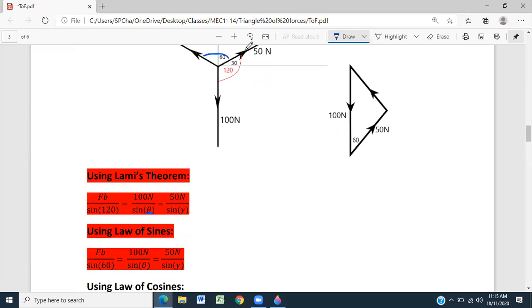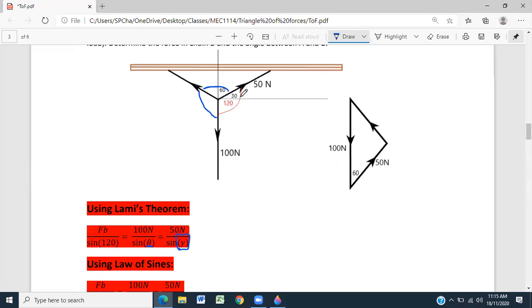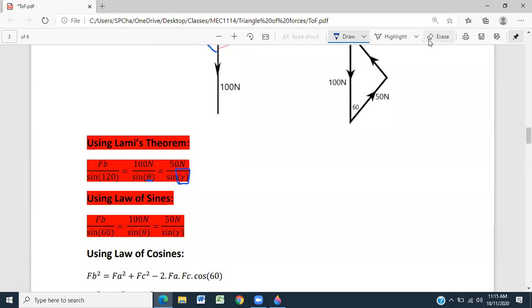And then there's a 50 newton force, and again we don't know this angle here, so it's another unknown. Now, the angle we do know is this 120 degrees one, and the one opposite that one is unknown because we don't know the magnitude of this force. So let's just call that force B. That's some unknown.